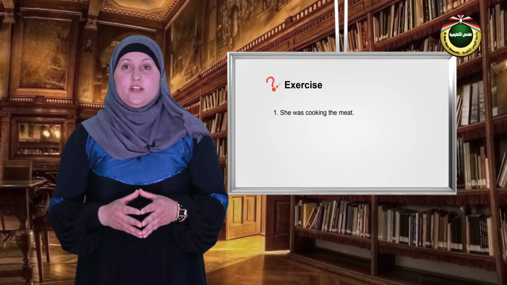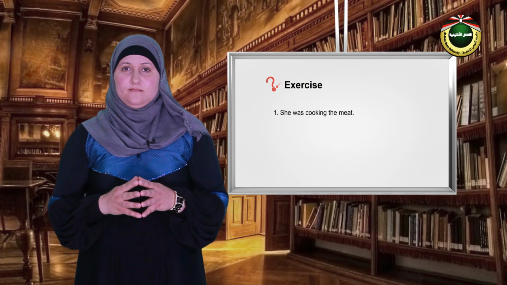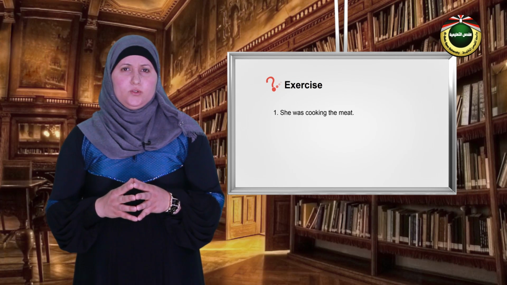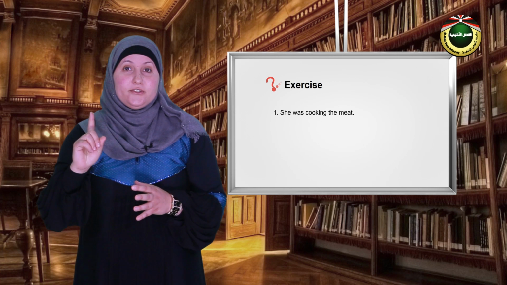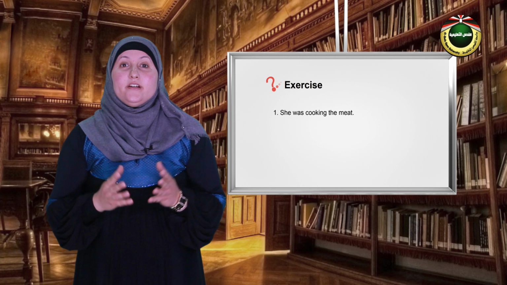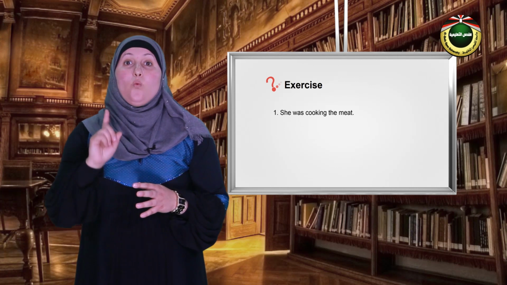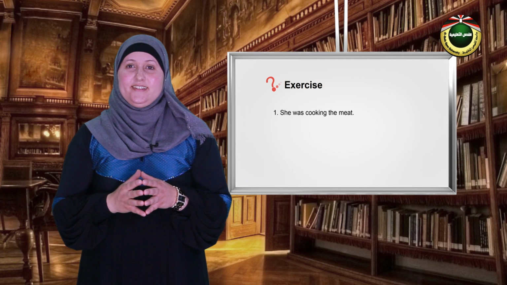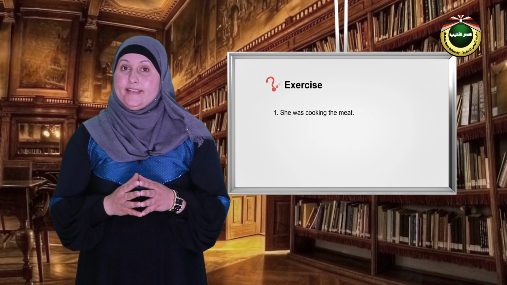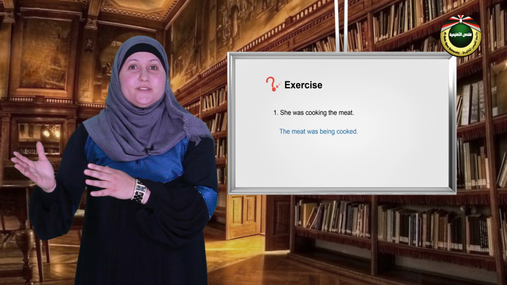Now let's practice and change the following into the passive voice. She was cooking the meat. The meat were being cooked. Oops. Think again. The meat is singular, so we add the helping verb was with being. Because the object, the meat, takes was, not were. And the verb tense is past continuous. And the past participle of the main verb is cooked. So, the right answer here is the meat was being cooked.